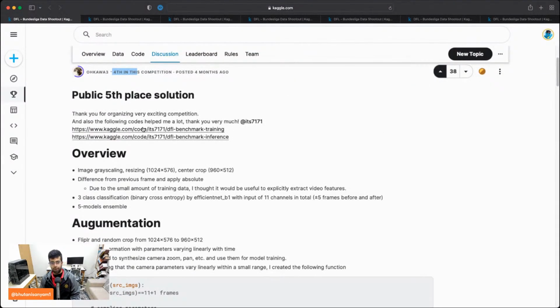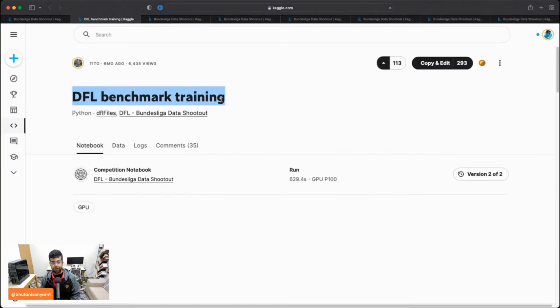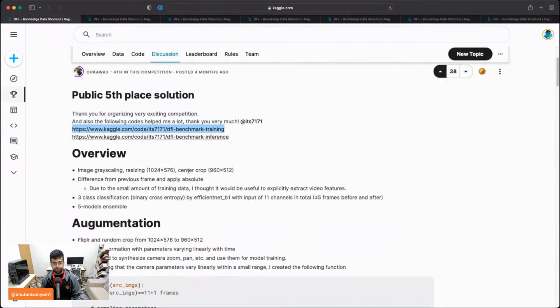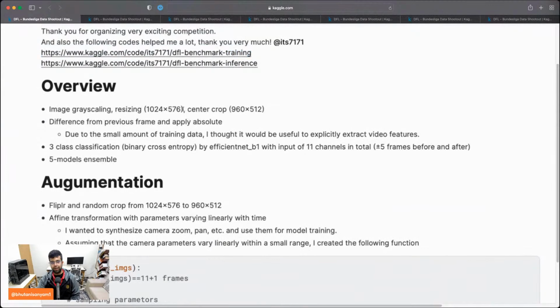He had used Tilly's notebook, which I pointed out earlier in the live stream, for training. He had used grayscale images as well and done center crop. Difference from previous frame and apply absolute. I'm not sure what he means by apply absolute.